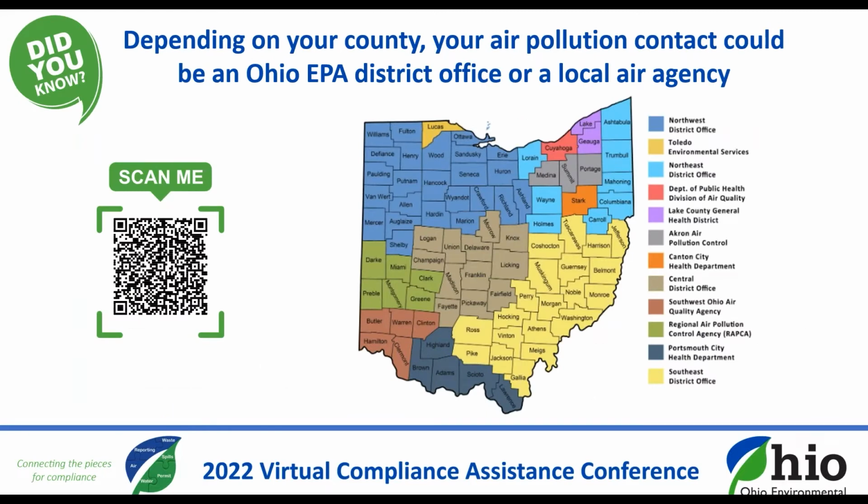Before we get started, we would like to point your attention to one of today's environmental fun facts. Depending on your county, your air pollution contact could be an Ohio EPA district office or a local air agency. Local air agencies are contracted organizations located throughout the state that perform primarily the same functions as the Ohio EPA district offices. These agencies predate Ohio EPA and typically are part of a city, county, or health district organization. To learn more about your air pollution contact, scan the QR code on this slide to get more information.